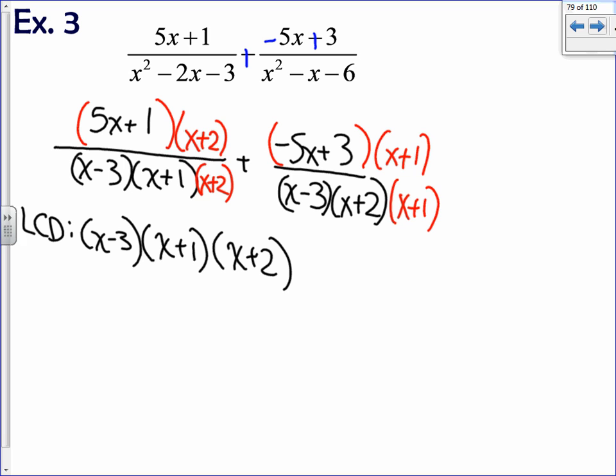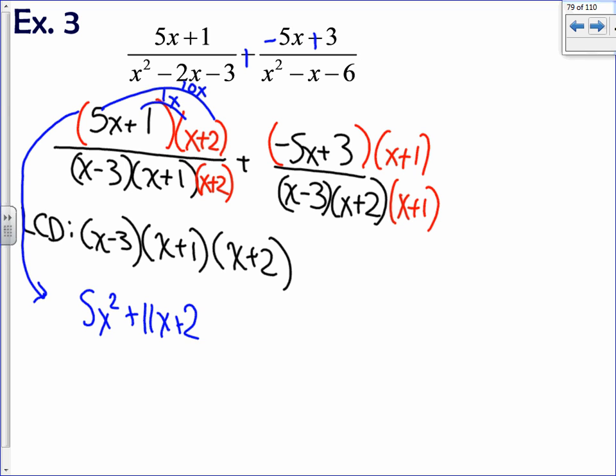So now I have to FOIL out my numerator and denominator so then I can combine like terms and then add my fractions. So going down here, I get 5x squared. I get 1x and 10x. Now you don't have to write these out, I'm just doing it for clarity. So that's 11x plus 2 over.